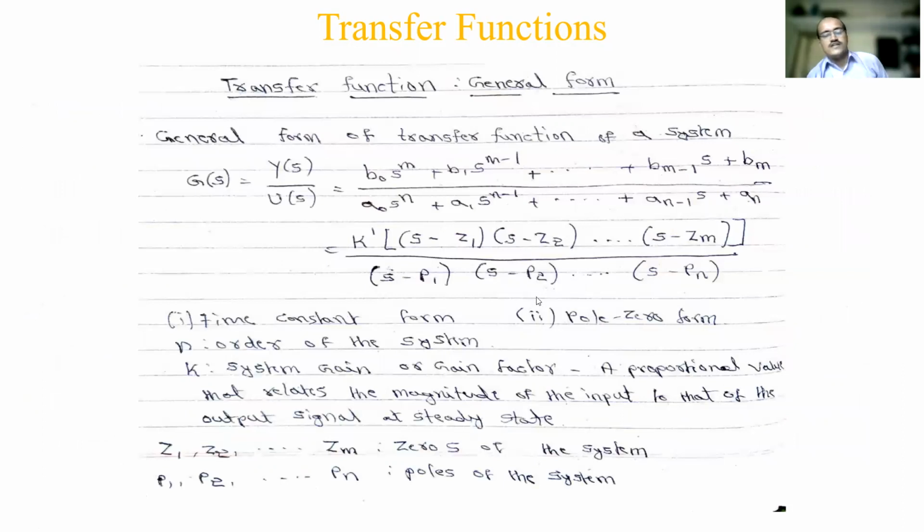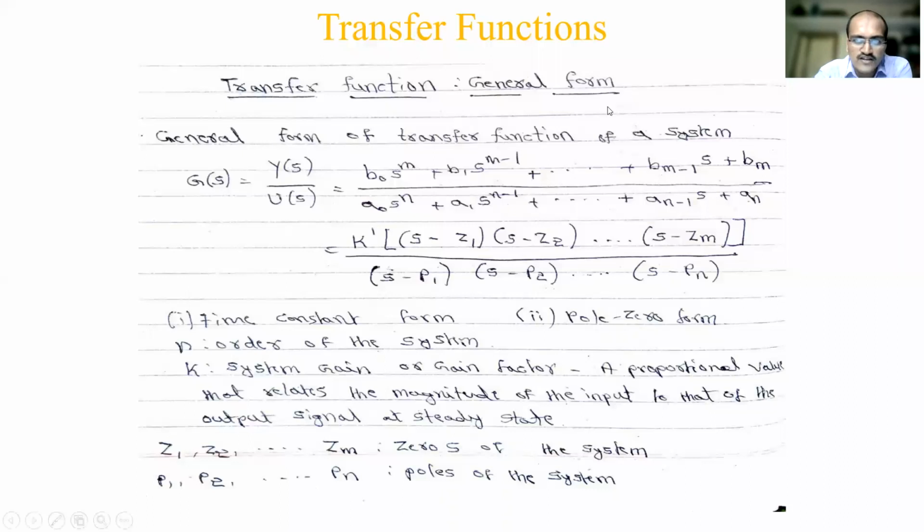Next, transfer function general form. This transfer function will have a general form. There are two forms: one is called the time constant form and another is called the pole zero form. I'm trying to show you both here. I'm not going to discuss much here because later in the third part, time response and stability, we'll be using this. So that's why I'm just including it here. Just try to understand.